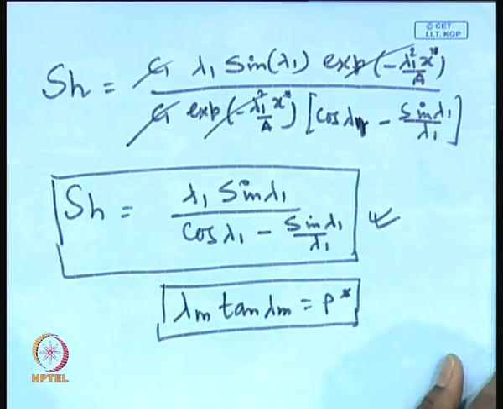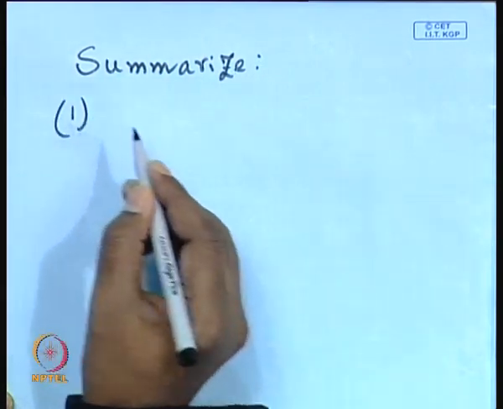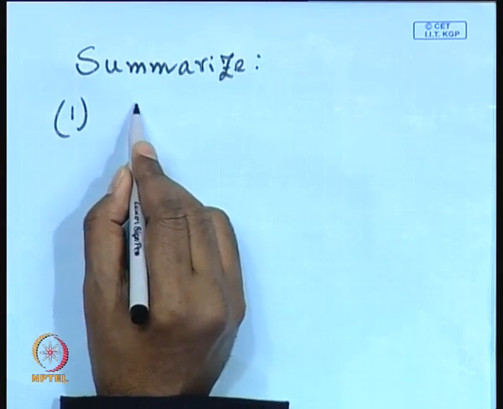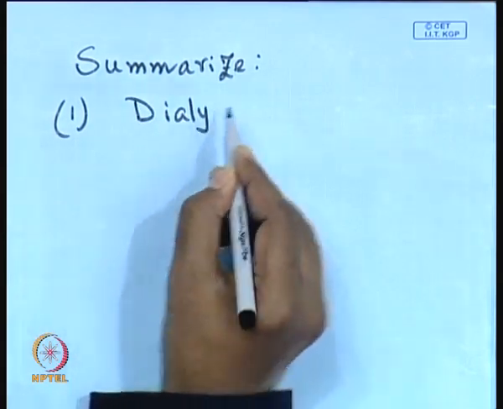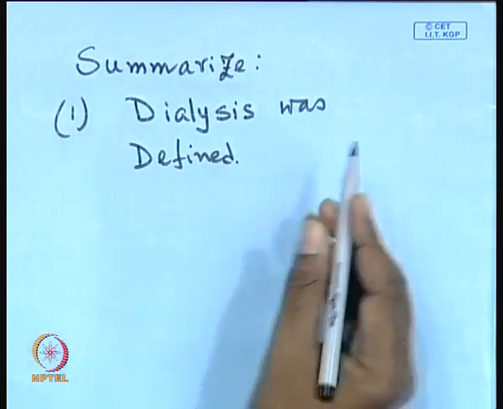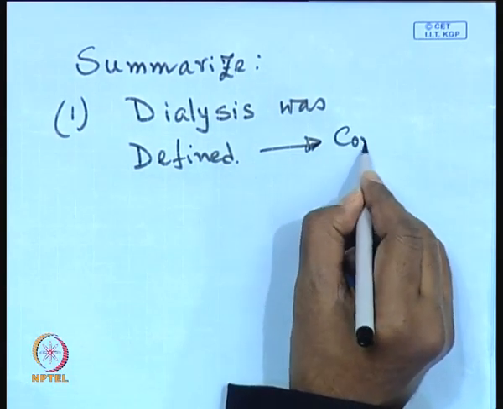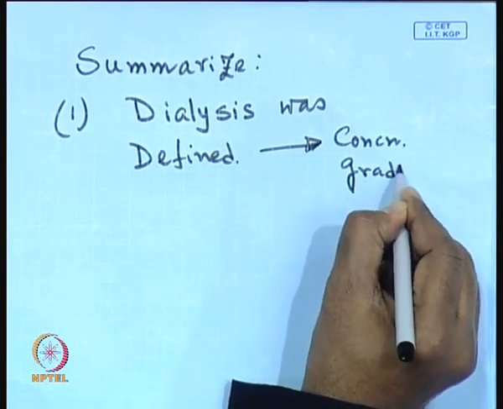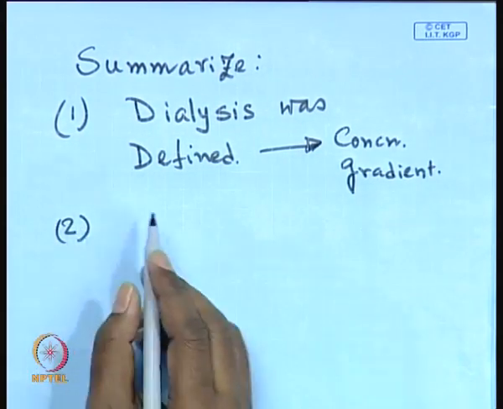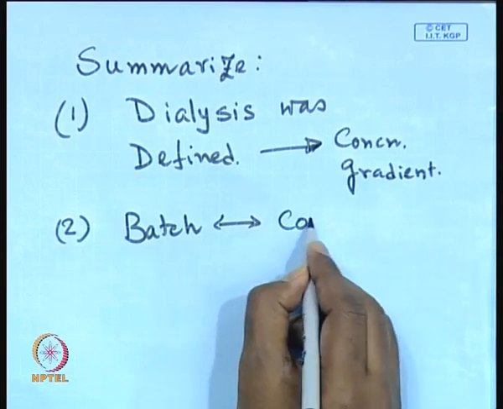So that covers the whole dialysis operation. Let us summarize whatever we have done till now. First, we defined the dialysis process, and here we said that it is a process which is driven by the concentration gradient only. Now, we talked about two dialysis processes, one is the batch, another is the countercurrent steady state.